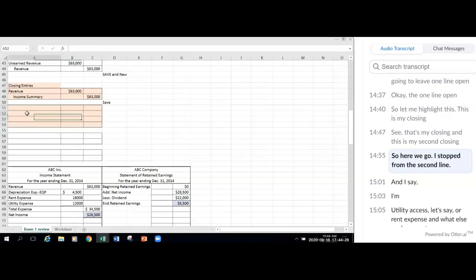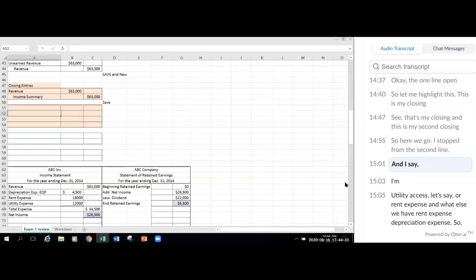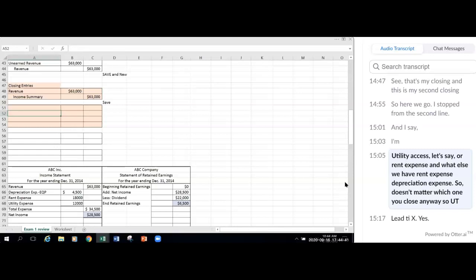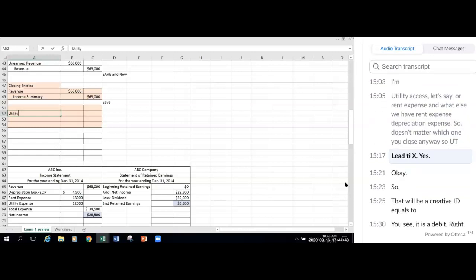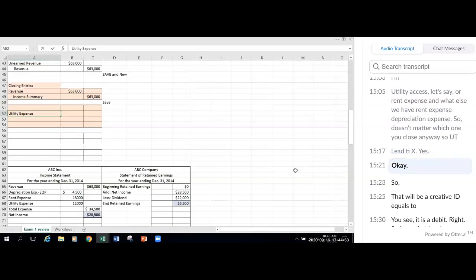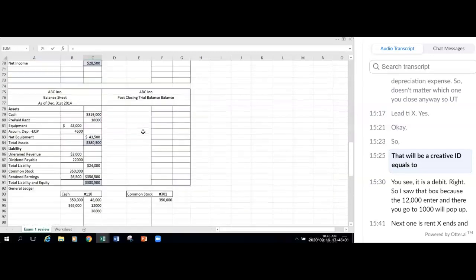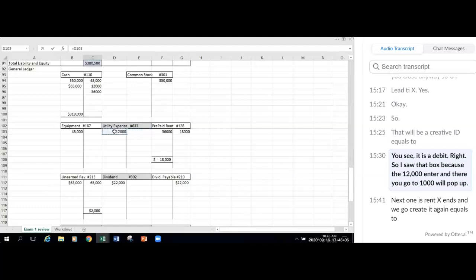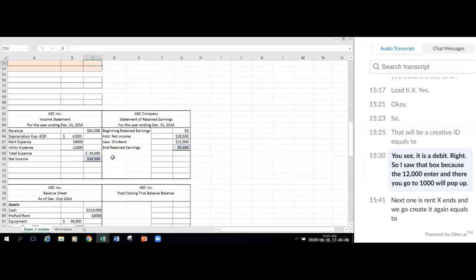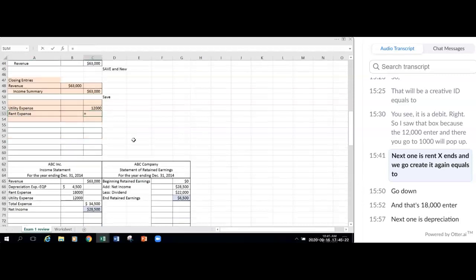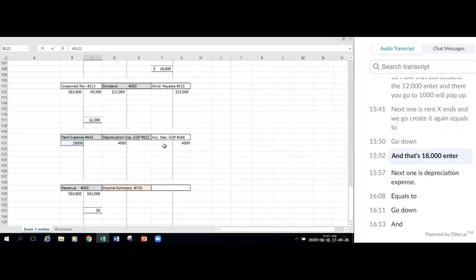So here we go. I start from the second line and I say utility expense, let's say, or rent expense, and what else we have? Rent expense, utility, depreciation expense. So it doesn't matter which one you close first anyway. So utility expense. Okay, so that will be a credit equals to, you see, it is a debit, right? So that box equals to 12,000, enter. And there you go, 12,000 will pop up. Next one is rent expense. And we go credit again, equals to, go down, and that's 18,000. Enter.